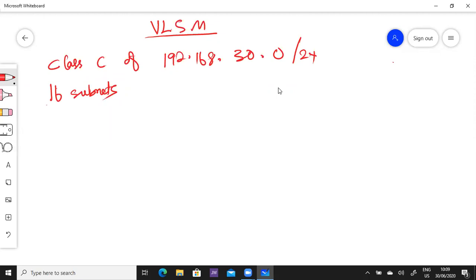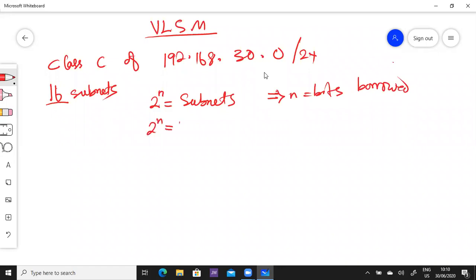You know that to have these multiple subnets, you have to do some bit borrowing. You have to borrow bits. And how many bits do you borrow? You are not sure. This formula will guide us: 2 raised to the power n is equal to subnets, where n is the bits that you have to borrow. So 2^n is equal to 16. We have to find what n is. It's obvious that n in this case is 4.